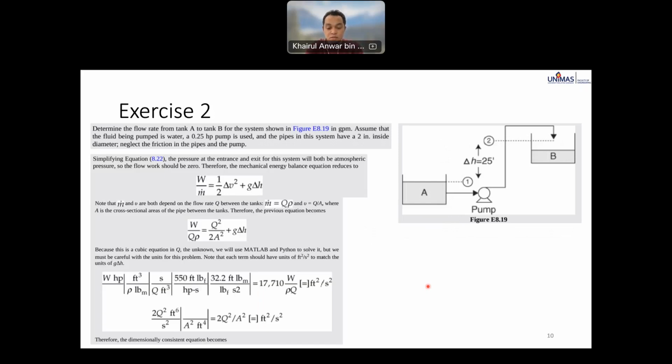So exercise 2. Determine the flow rate from tank A to tank B for the system shown in figure 8.19 in GPM. Assume that the fluid being pumped is water and a 25 horsepower pump is used. The pipe in this system has a 2 inch inside diameter. Neglect the friction in the pipe and the pump.